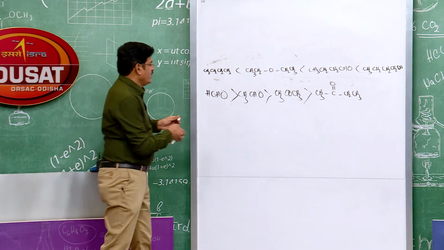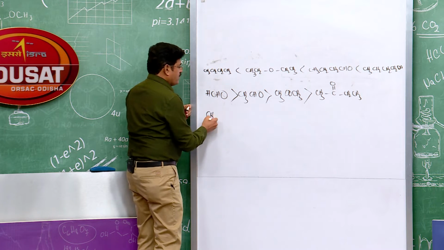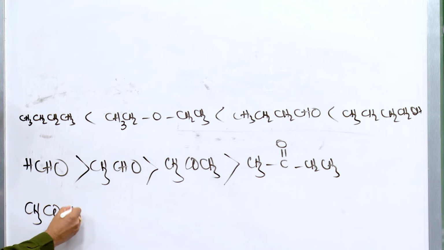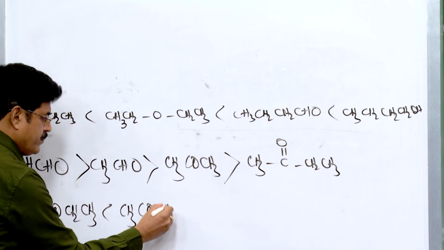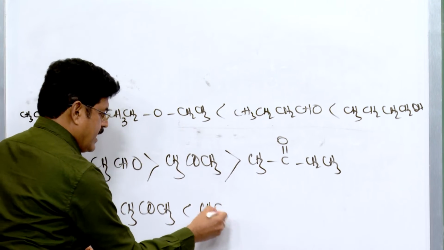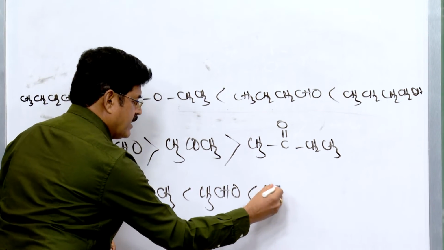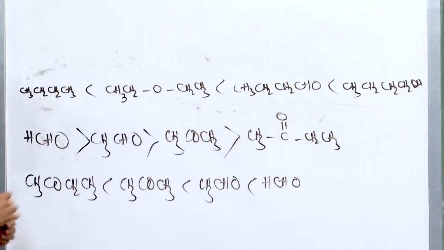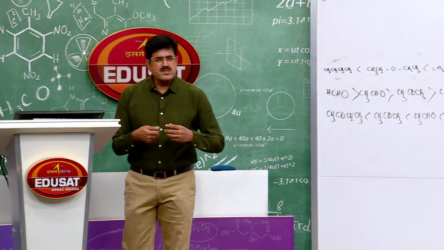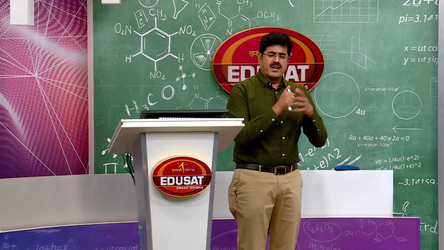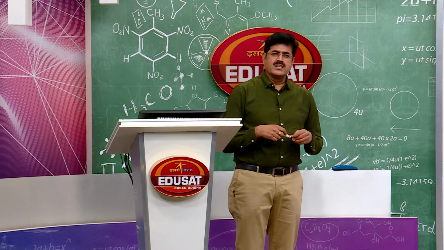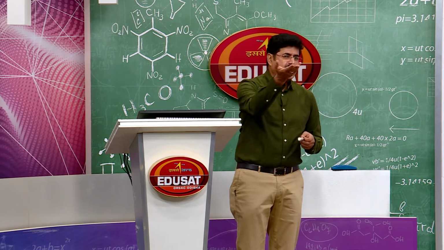If the question asks for increasing order, you can write like this: butanone lesser than acetone, lesser than acetaldehyde, lesser than formaldehyde. This question can be expected. It can be asked in the CBSE exam, that arrange the following compounds in increasing or decreasing order of reactivity towards nucleophile, and you know the answer.